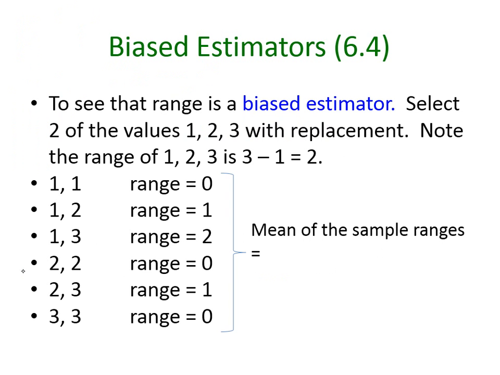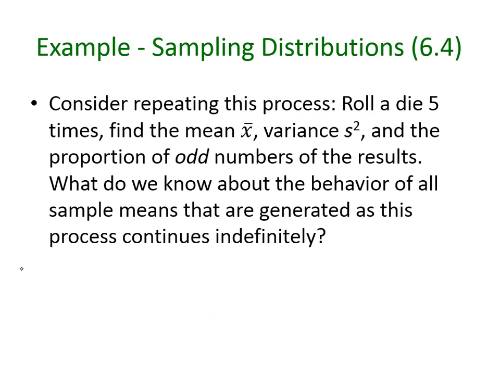Oh, I've got those right there. I forgot I had it on the next thing. So to see that the range is a biased estimator, select two of the values, 1, 2, and 3 with replacement. Note the range should have been 2, and our range is definitely not 2. When I did this last time, I didn't let the order matter. I need to come back and I'll spend a lot of time on this one.